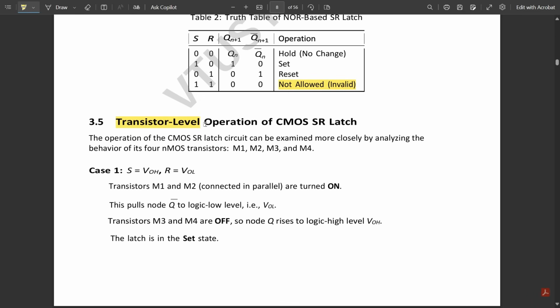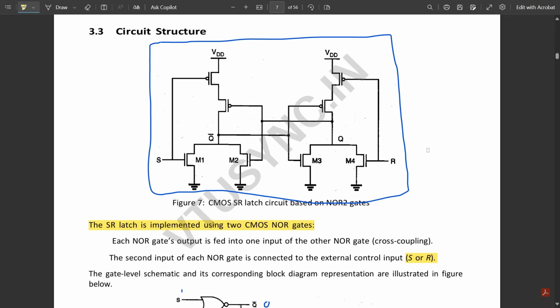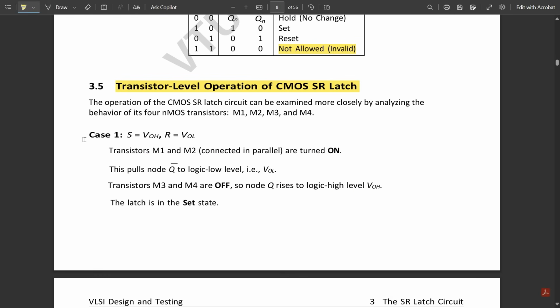Next, transistor level operation of the CMOS SR latch, where we see how these PMOS and NMOS transistors play a role. It's mentioned here: the operation of the CMOS SR latch circuit may be examined more closely by analyzing the behavior of four NMOS transistors, that is M1, M2, M3, M4. Here we are considering the NMOS transistors.